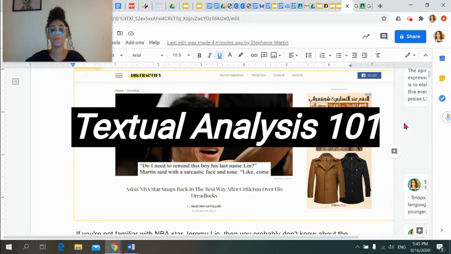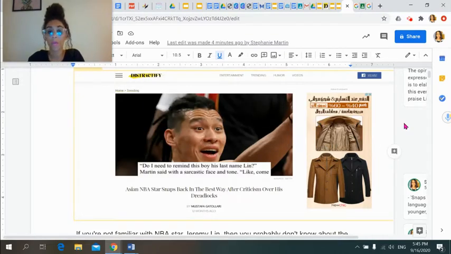This will be helpful for you when you start to analyse more text for paper one. This is very helpful for the practice that you're doing at the moment. So for today's video, I'm going to analyse the Jeremy Lin text that you've already started to look at in class and that you've already started to analyse as well.